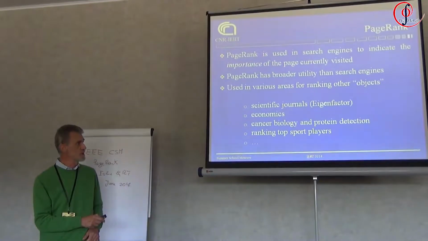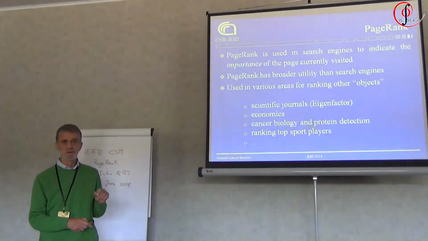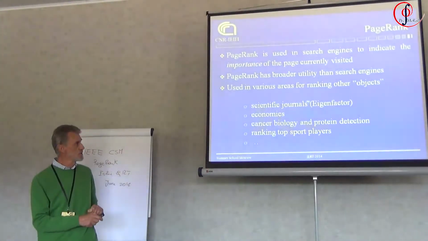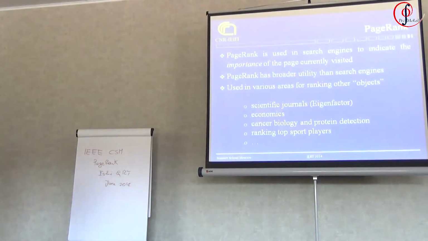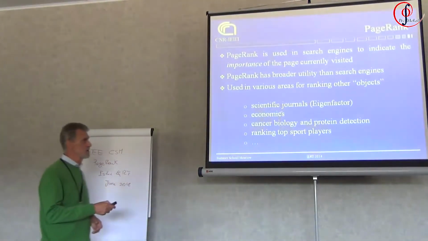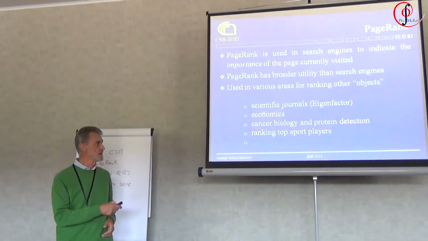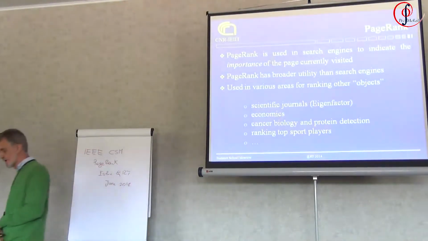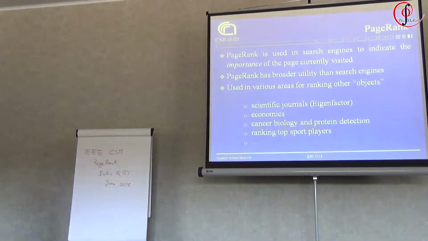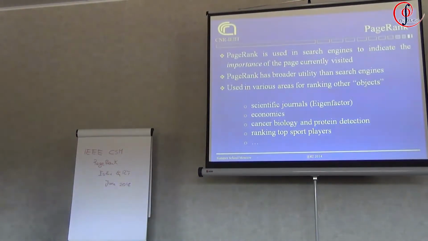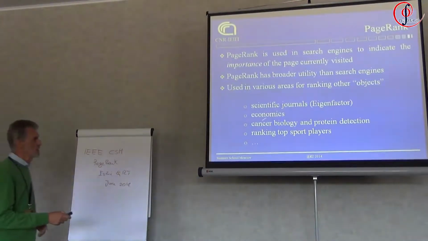Scientific journals, eigenfactor, and today I'm going to spend quite a bit of time discussing this eigenfactor, which is a variation on PageRank for ranking journals. In economics, I learned very recently about what is called economic complexity, which is a variation on PageRank started by people from Harvard in order to use PageRank in economics.